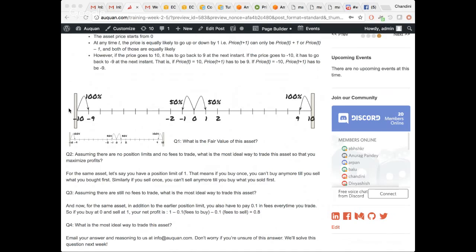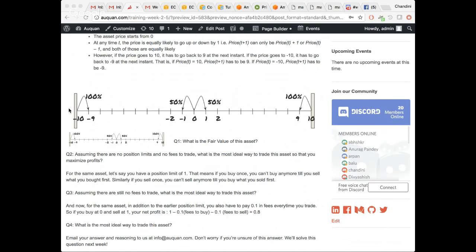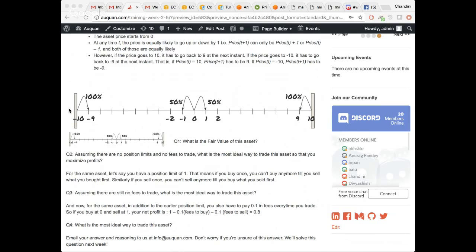So the first question was, what is the fair value of this asset? The fair value is the same as the expected value over a long term or over your trading horizon. Where do you expect this to be? What is the fair price or the expected value or the fair value? So that is what fair value means. If there was any confusion on what fair value means, I'm sorry about that. So fair value is simply the expected value of the stock.